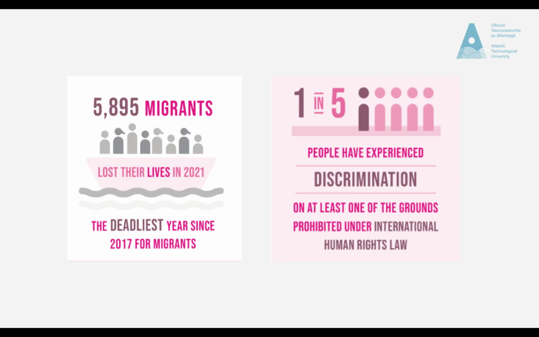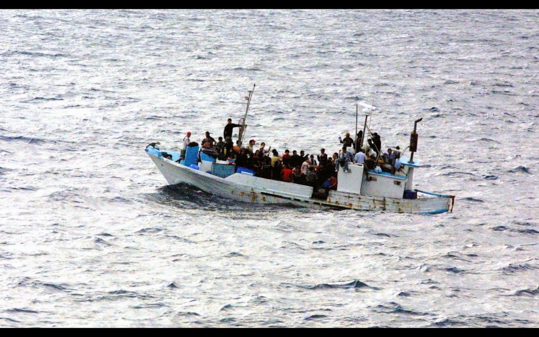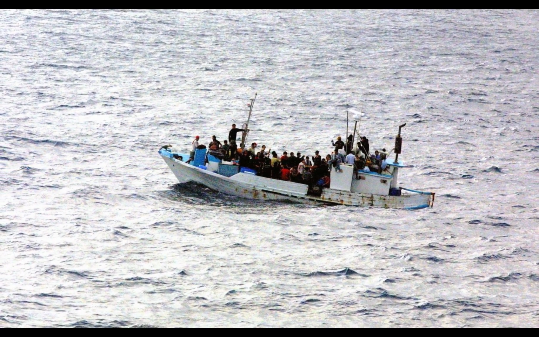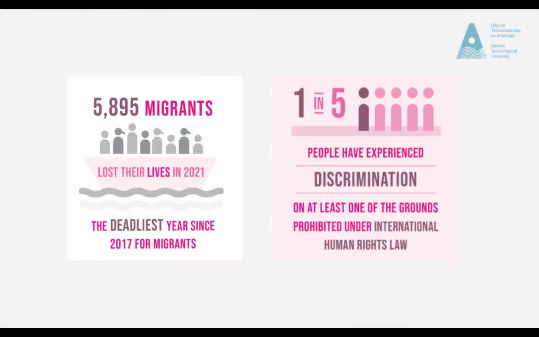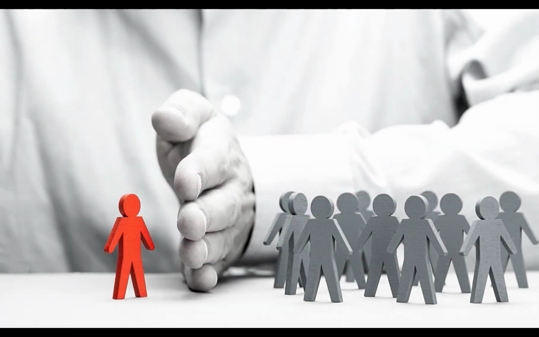5,895 migrants lost their lives in 2021. That's a very large number. That's the deadliest year since 2017 for migrants. Another disturbing statistic is that 1 in 5 people have experienced discrimination on at least one of the grounds prohibited under international human rights law.